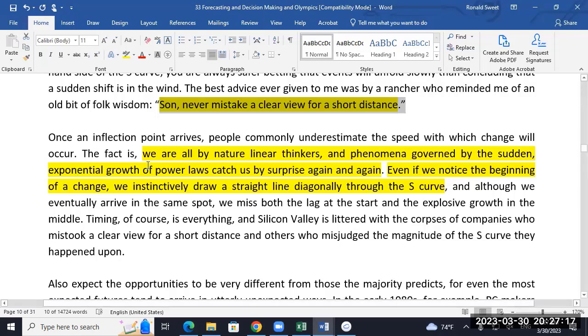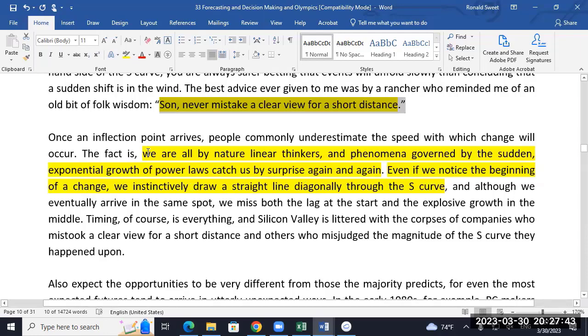That'd be great. And things like AVs, the reason those things take off all of a sudden is we get comfortable. We start seeing 2 or 3 people or 10 people or 20 people, and then suddenly it just makes a lot of sense and everybody's doing it. It really is, the change is really incredibly rapid. We're linear thinkers. Even if we notice the beginning of a change, we instinctively draw a straight line.